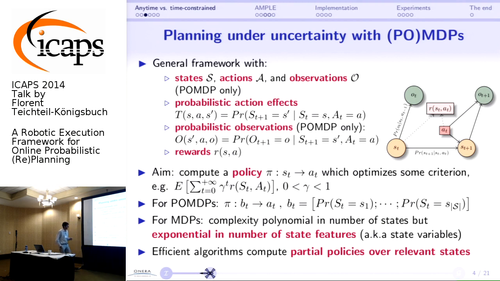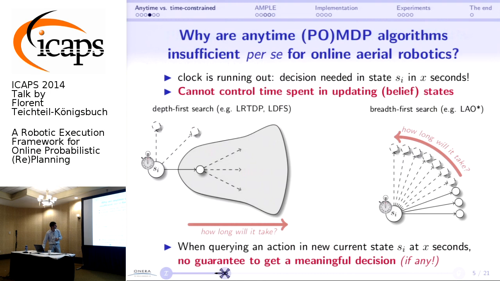We all know that for MDPs, the complexity is polynomial in the number of states, but in real-world missions, we have state features, and the complexity becomes exponential in the number of those features. This is the bottleneck. So why, in our experience, are anytime MDP algorithms still insufficient? The clock is running, and you have to take a decision at a given time point. You really need the decision at this time. And you cannot really control the time that is spent in updating states or belief states in POMDPs.